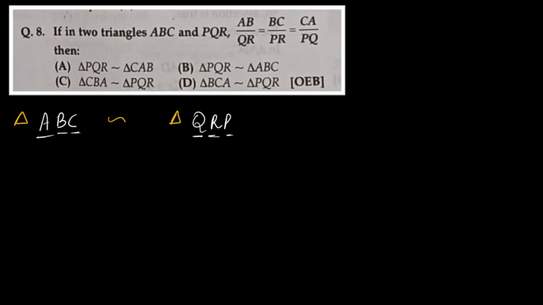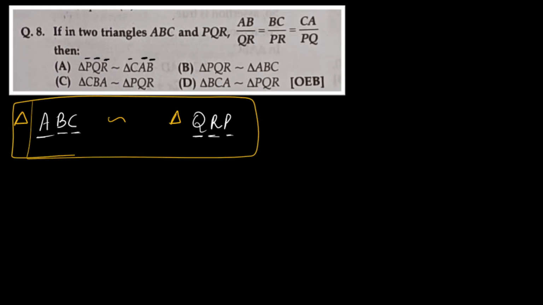If I see the first one, at A's place Q is there. That's what I wanted. Then at B's place, R should be there, and R is there. Then at C's place, P should be there. Yes, so it's option A. If you see others also, I just roughly got the idea of how the triangle name should be.